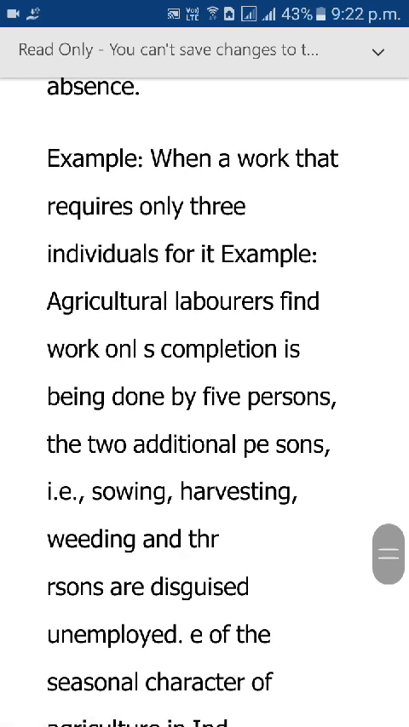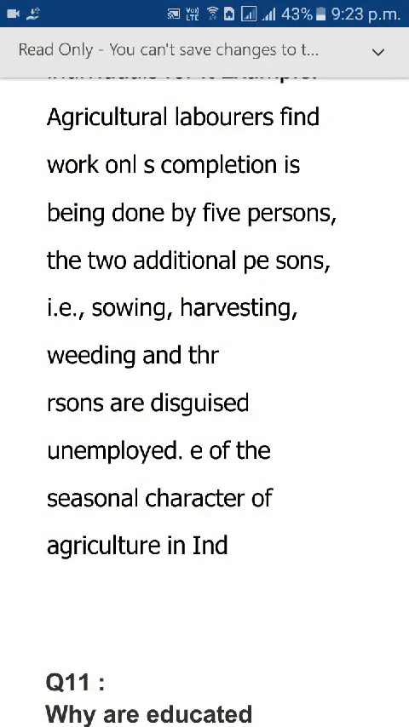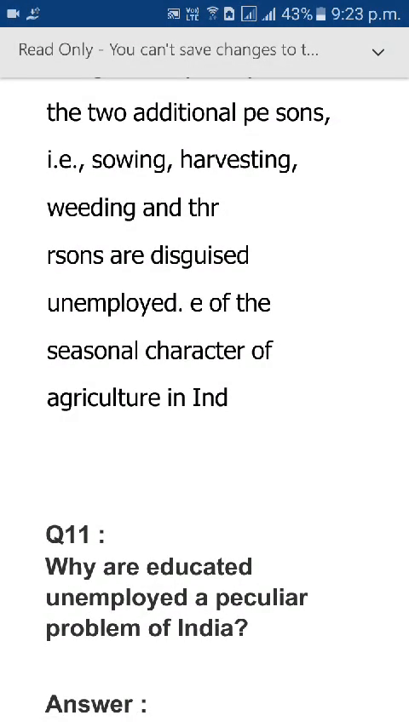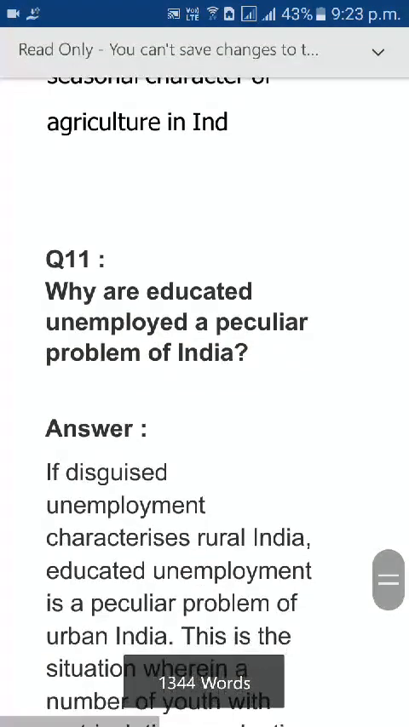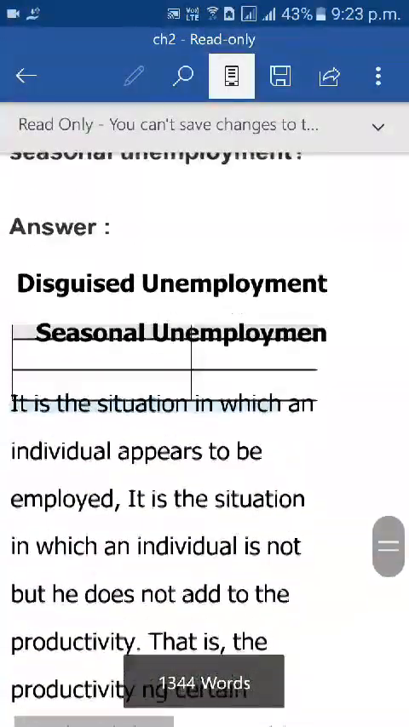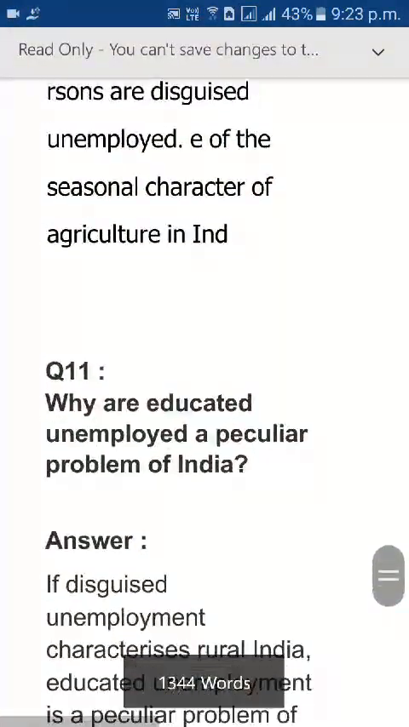Example, when a work that requires only three individuals is done by five persons, the two additional persons, for example agricultural laborers who find work in sowing, harvesting, weeding, or threshing, are disguised employment. That is, people are used in more number than the required number. When they are used, that is called disguised unemployment. And seasonal is mentioned only for seasons.